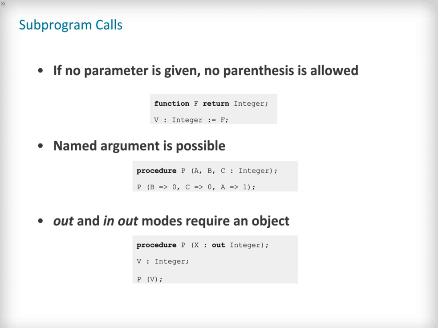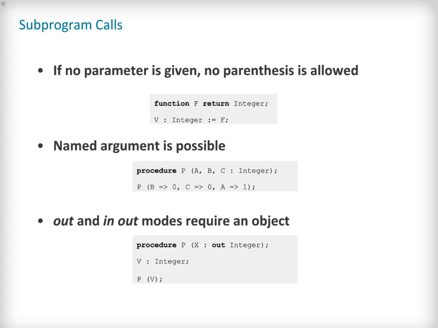When calling a subprogram, while it's possible to use the regular positional notation, providing a value for the parameters one after the other, it is possible to name the formal parameter that is being provided a value to. When doing that, the order in which the parameters are provided a value does not matter anymore. So, for example, in the second piece of code here, P has three parameters, A, B, and C, and when I'm calling P, I'm providing a value to B first, then to C, then to A.